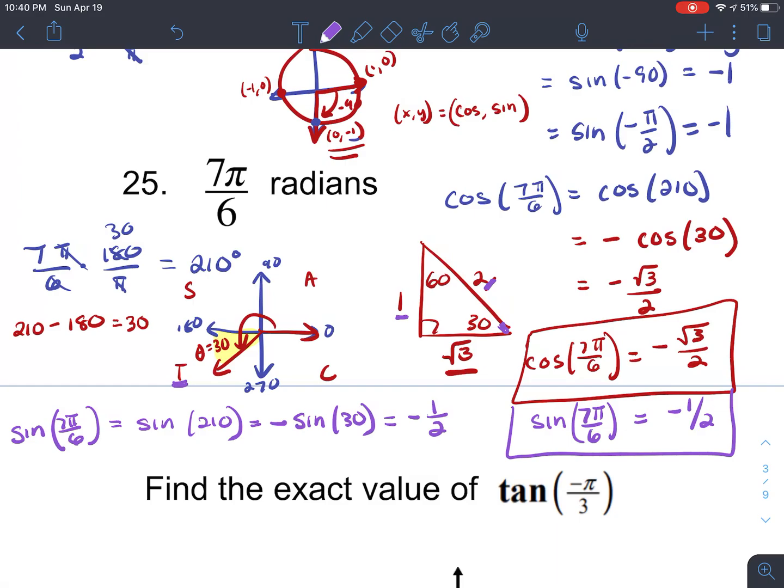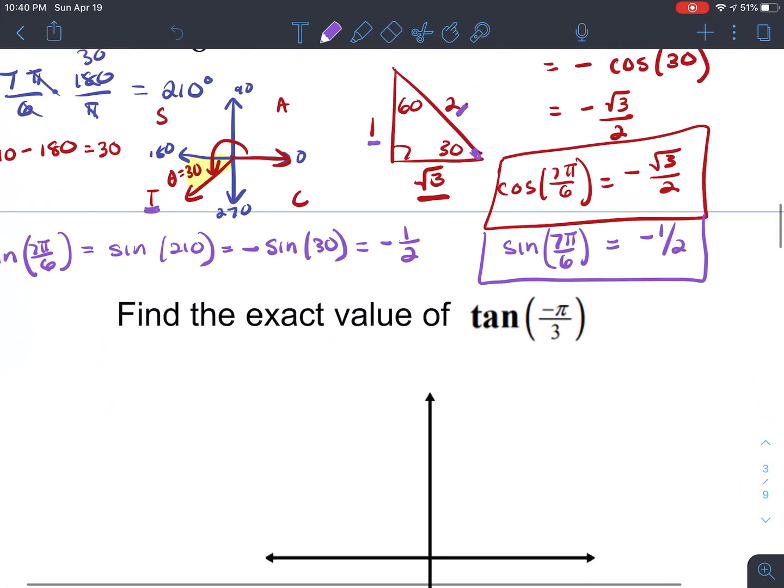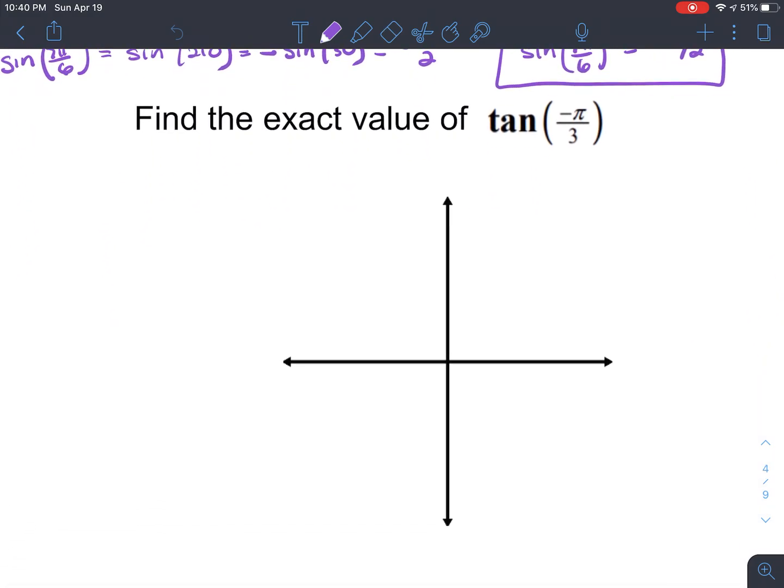Done. So it all comes back to being really good at working with our degrees, because if you convert back and forth, we can find exact values the same exact way. Okay, so let's try tangent this time. Find the exact value of tangent of negative pi over 3.